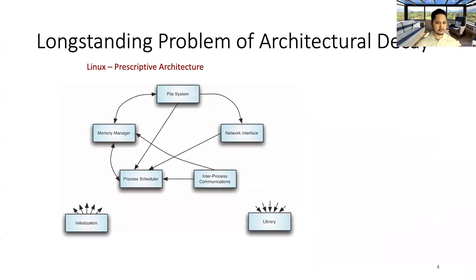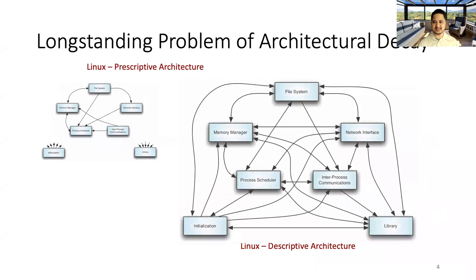We need to recover architectures due to the long-standing problem of architectural decay. Take the Linux architecture, whose prescriptive or as-intended architecture looks like this. While researchers at Waterloo determined its actual architecture has quite different dependencies among components, which is a form of architectural decay.